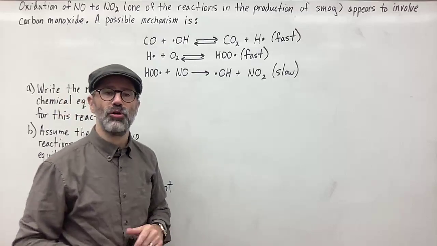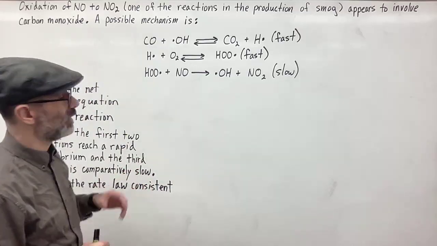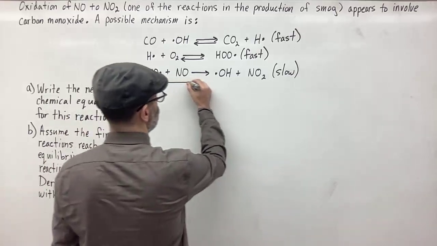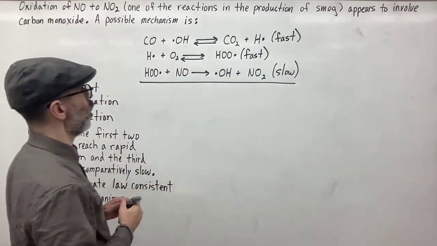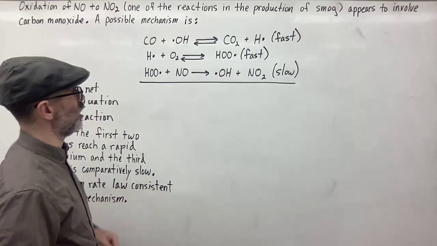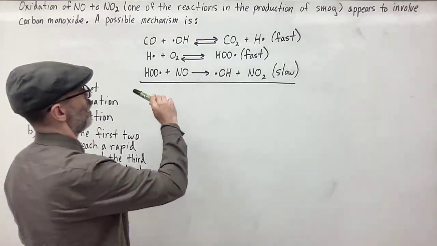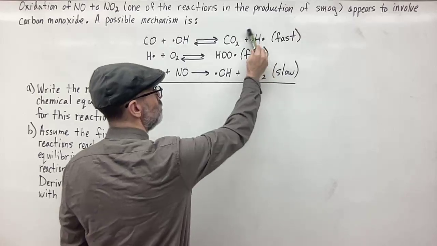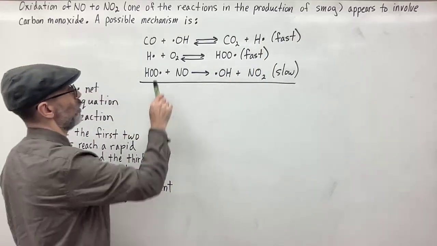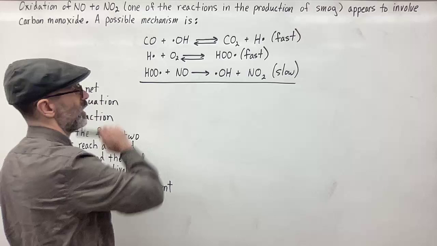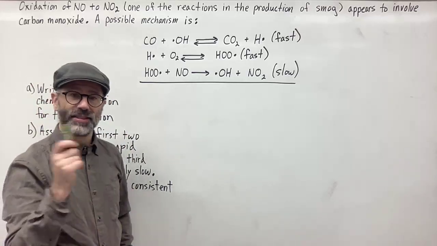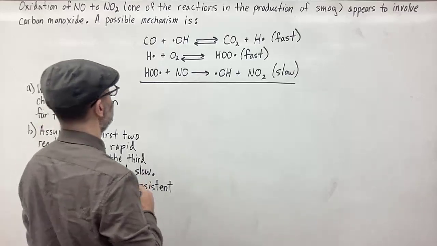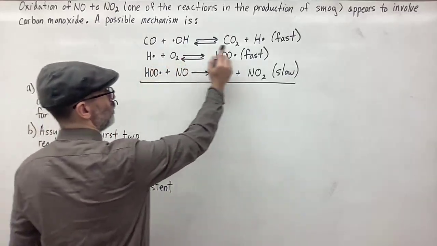But first we need to write out the complete overall reaction, adding these three together. So let's go ahead and do that. What you'll notice here is that we have hydrogen as a radical here as a product, but we also have hydrogen as a radical here as a reactant. So that is going to cancel out. That's not going to be part of the overall reaction. So those will cancel out.